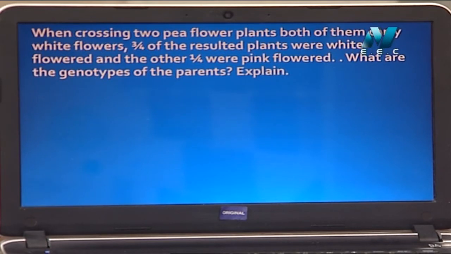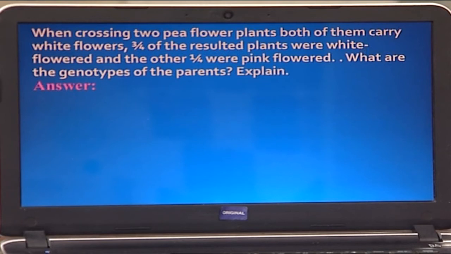Another question: when crossing 2 pea flower plants, both of them carrying white flowers, 3/4 or 75% of the resulting plants were white flowered, and the other quarter of the offspring were pink flowered. So 3/4 white and 1/4 pink. What are the genotypes of the parents? We have to explain our answer.